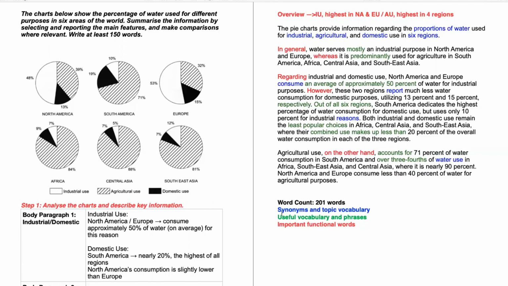Pay close attention to these vocabulary and phrases in green. Accounts for is a great way to say makes up. I said over 3/4 instead of saying over 75%. Combined use, this is excellent when we have more than two pie charts because we're actually looking at the combined percentages, and this is a nice way to compare and contrast ideas. I also see out of all 6 regions. So when you want to pay attention to something in particular, you can say out of all 6 regions, or perhaps if you only had 4, you could say out of all 4. It really depends on how much you have.